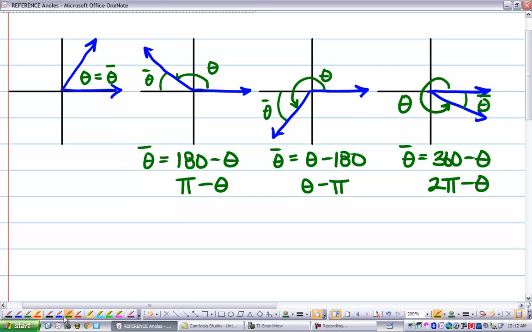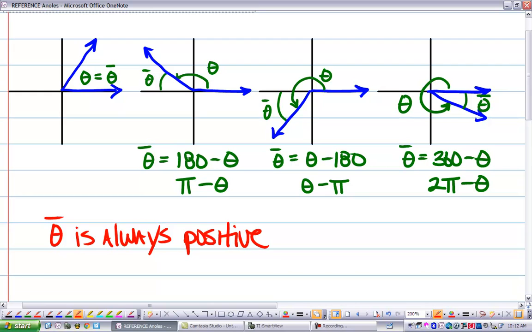Just a few tidbits, guys, in regards to reference angles. Your reference angle is always positive. It will never be a negative number. So it's always positive. If for some reason you got a negative number, you did the formula wrong. The other thing is your reference angle is less than or equal to 90. You'll never have a reference angle bigger than 90 because it's going to change quadrants.